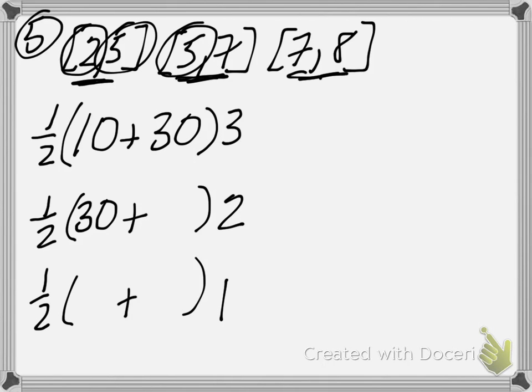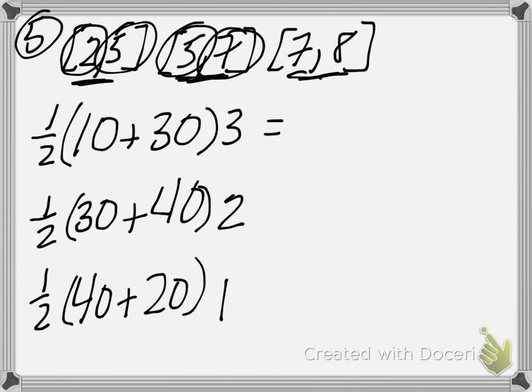When the base is 5, we got the 30 already. And when the base is 7, we have 40. Carry the 40 over. And the last one is going to be 20, and now we just have to do this math. So we have 3 halves times 40.